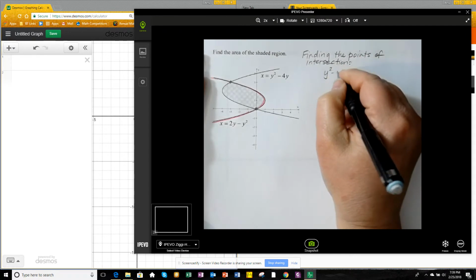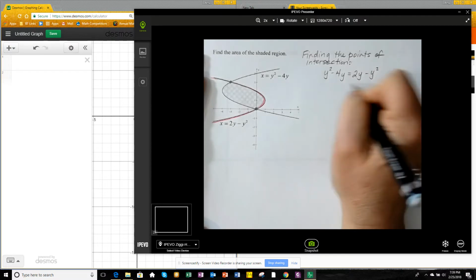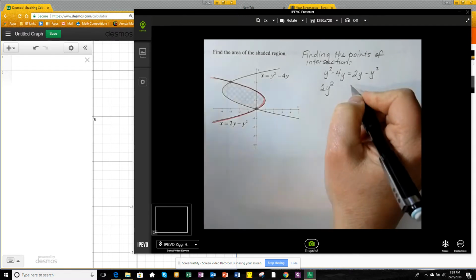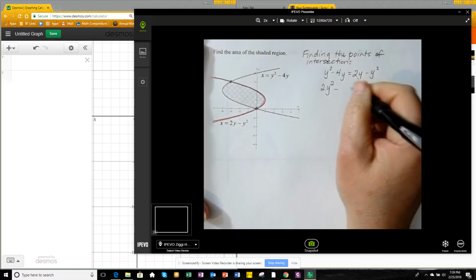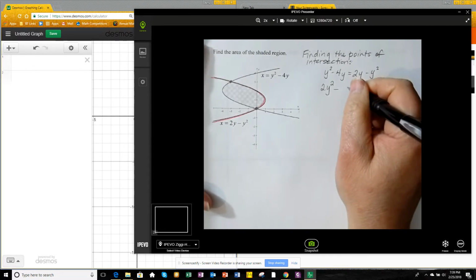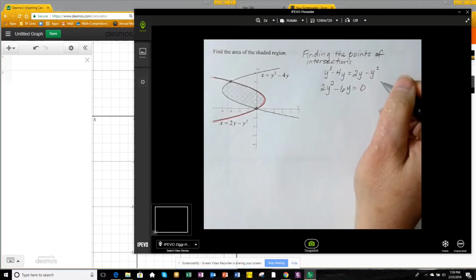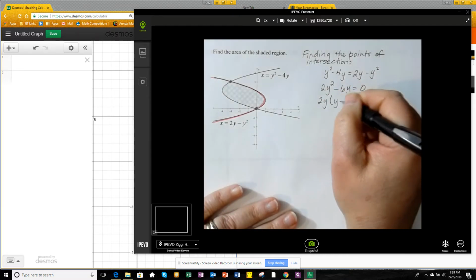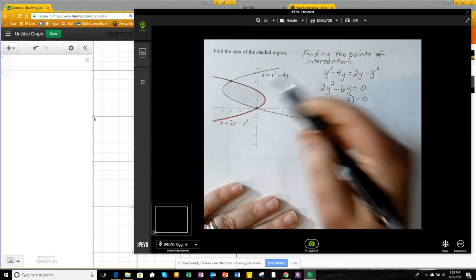And we're going to get y squared minus 4y equals 2y minus y squared. And I'm going to move everything to the left to make them positive. So we're going to get 2y squared minus 4y minus 2y is negative 6y equals 0. And then we're going to factor out some points here. So let's factor out a 2y. And then we get y minus 3 equals 0. And so we get y equals 0 and y equals 3, which is what we suspected.